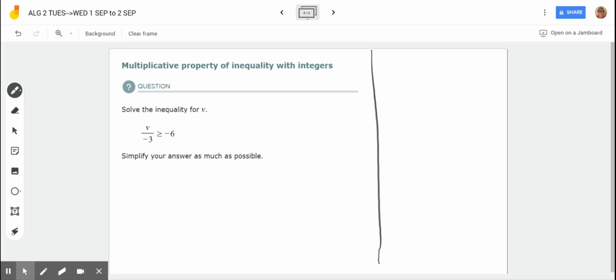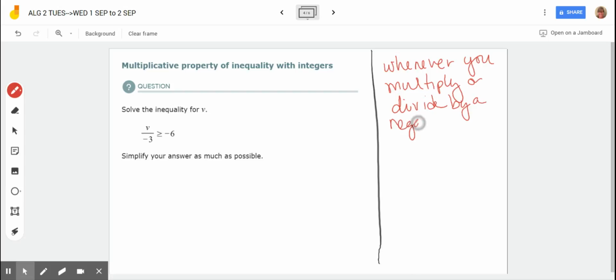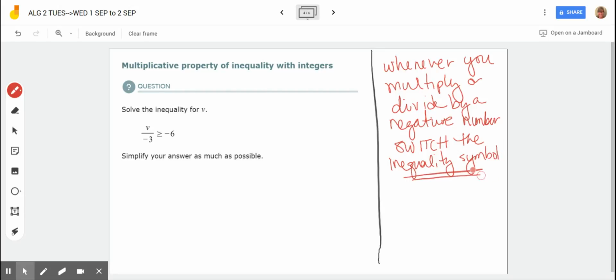All right, the next section is about solving inequalities. And the main thing you need to remember is whenever you multiply or divide by a negative number, switch the inequality symbol. All right, I want to show you why this is true.